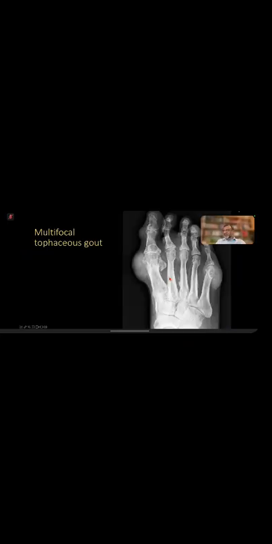And the rule is the same. If you see big erosion of the TMT joints, think of gout. Look at that. This is very typical. You can see that big erosion, extra-articular erosion, dense asymmetrical soft tissue mass. Okay, and the big erosion can, in fact, erosion here, big soft tissue mass, tophaceous gout, and the same thing is here.